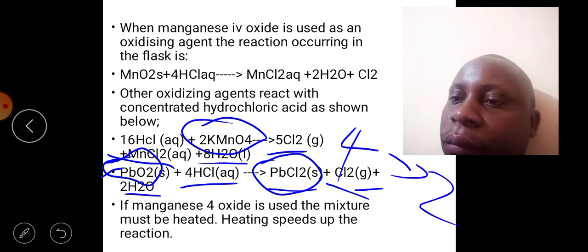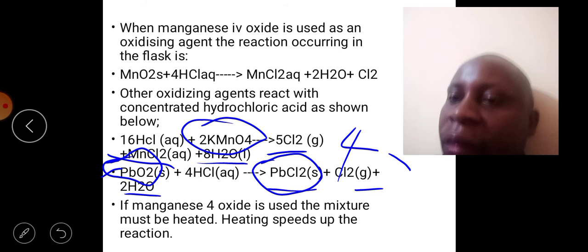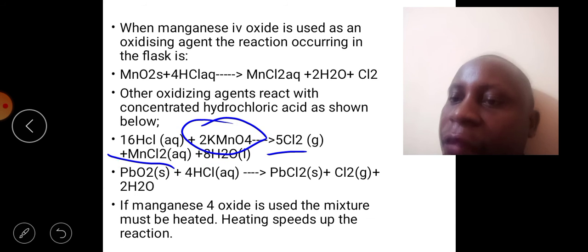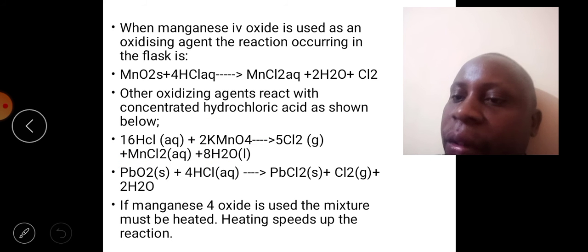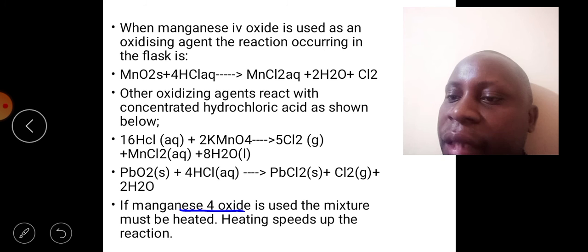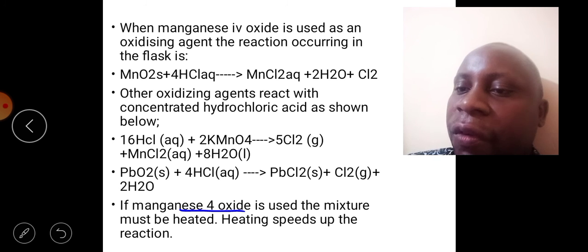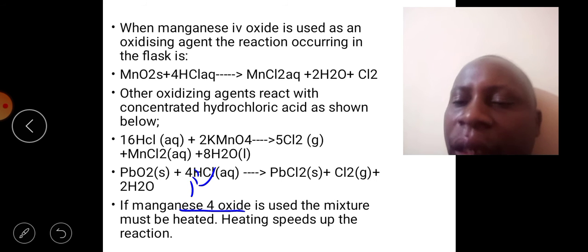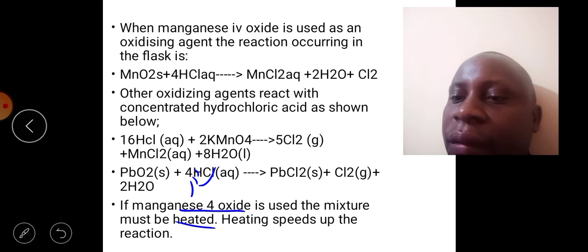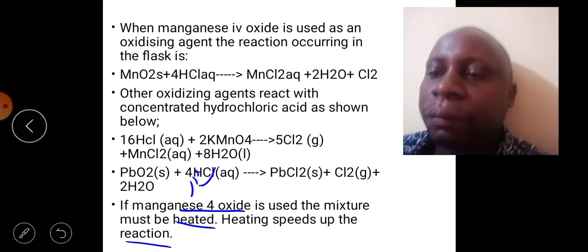Good. So we have said that if we use manganese 4 oxide as an oxidizing agent, remember this is not the correct name. There is a typing error here. Manganese 4, we use the Roman 4. When we use manganese 4 oxide, we must heat. Heating will speed up the reaction. Good.